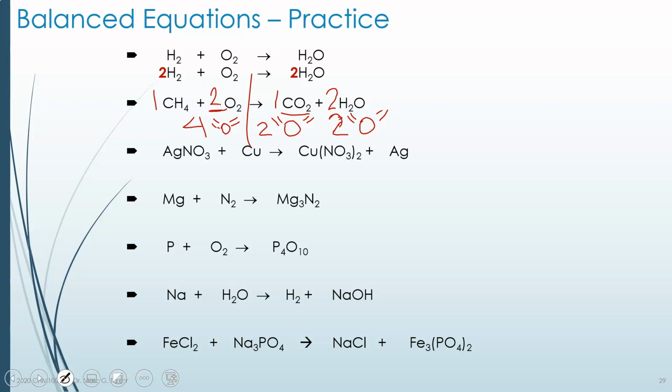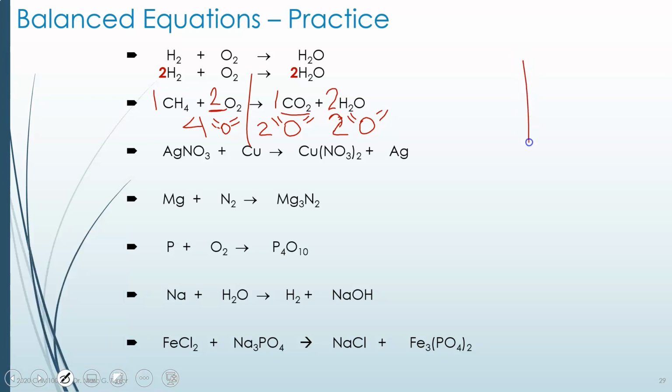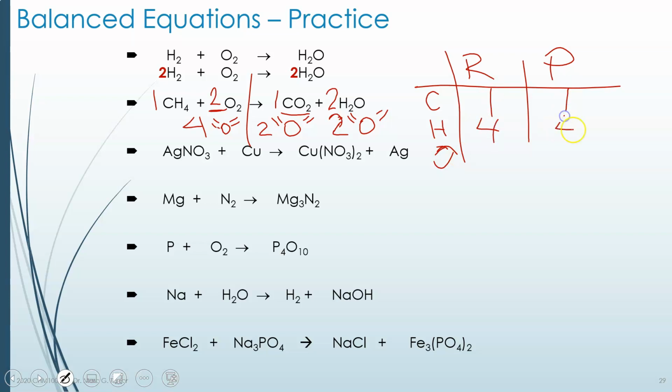And now we can check to make sure that everything is balanced. We would make our little table. We have the left side and the right side. This is our reactant side. This is our product side. And we've got carbon, hydrogen, and oxygen. On the left side, we have 1 carbon. On the right side, we have 1 carbon. On the left side, we have 4 hydrogens. On the right side, we have 4 hydrogens. On the left side, we have 4 oxygens. And on the right side, we have 2 plus 2 oxygens. So everything is balanced. That means we know we did the right answer.